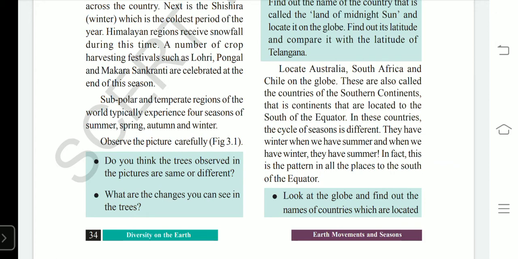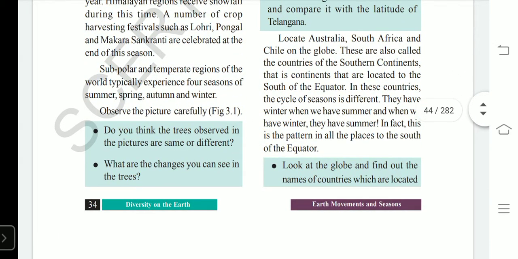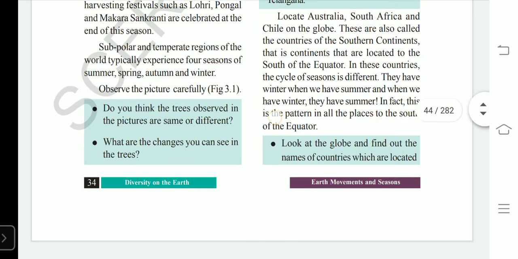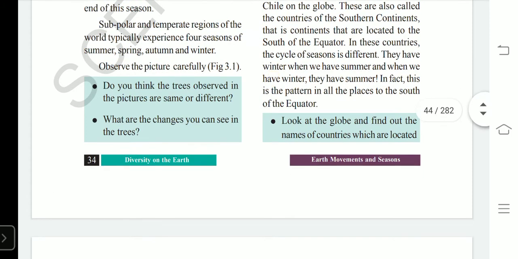And in these countries, the cycle of the seasons is different. They have winter when we have summer. When we have winter, they have summer. This is the pattern in all the places to the south of the equator. It means that when the countries to the south of the equator experience winter, we experience summer. Okay, this is the thing we see here. Understand?